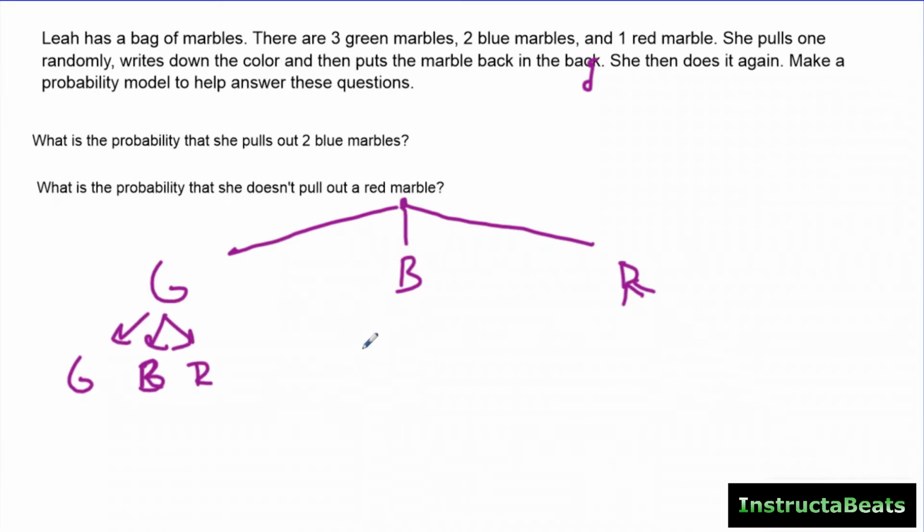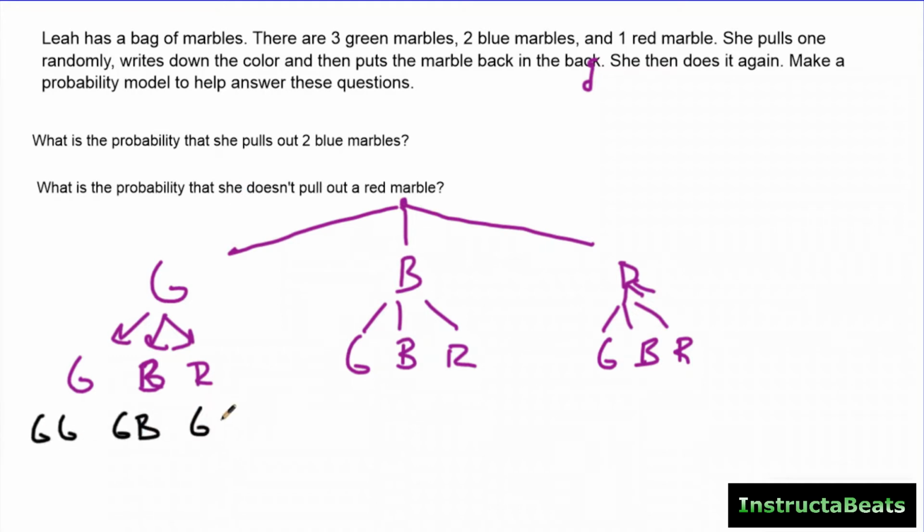You can draw arrows if you want. If she draws blue, she still has all 3 options because she's putting them back in the bag. And the same thing if she pulls red. Now it told us that she did this twice, because that was event 1, and then she does it again. So our outcomes would be GG, green blue, or green red. Or you could do blue green, blue blue, or blue red. And then red green, red blue, or red red. These are the different outcomes for this experiment.